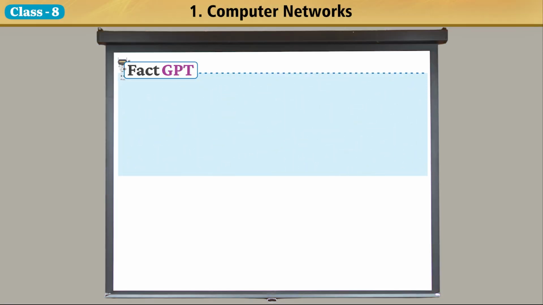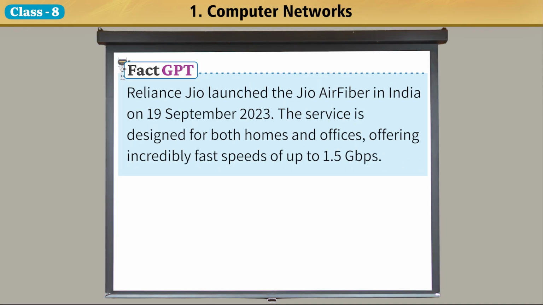Fact GPT. Reliance Jio launched the Jio Air Fiber in India on 19 September 2023. The service is designed for both homes and offices, offering incredibly fast speeds of up to 1.5 gigabits per second.